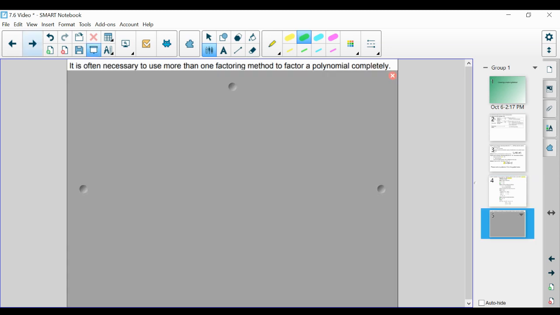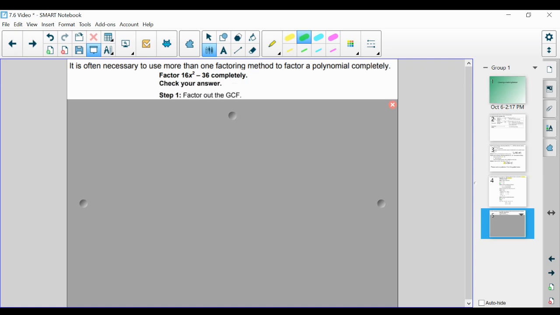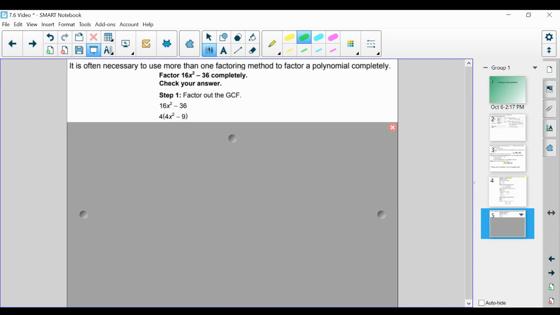Again, it's often necessary to use more than one method, right? So let's talk about 16x squared minus 36, and we're going to factor that completely. So we're going to factor out the greatest common factor between 16x squared and 36. We're going to be able to factor out 4. So that 4 is going to be coming along for the entire ride. Now we have 4x squared minus 9.